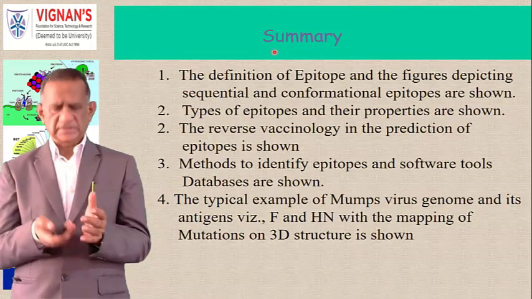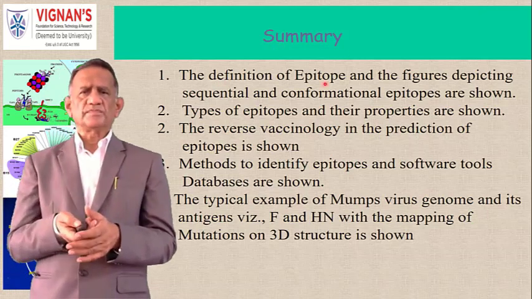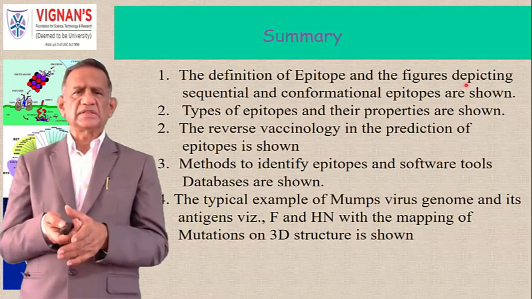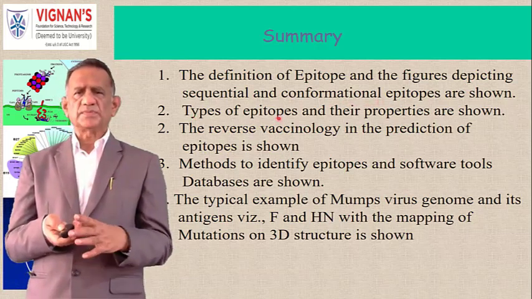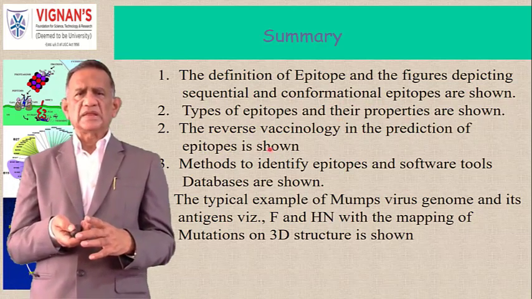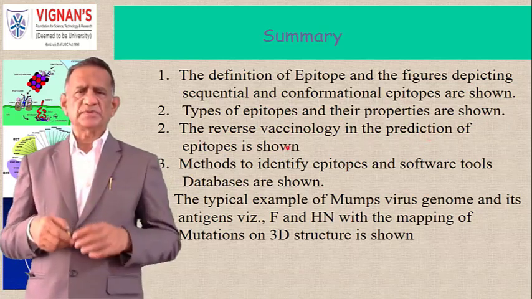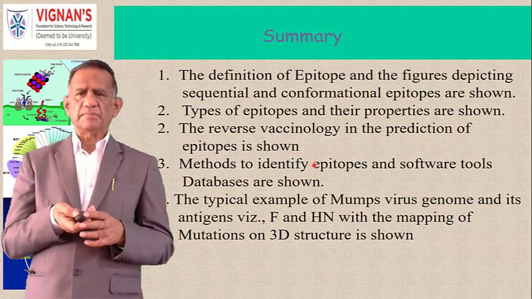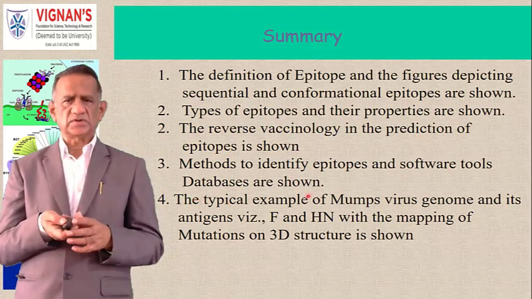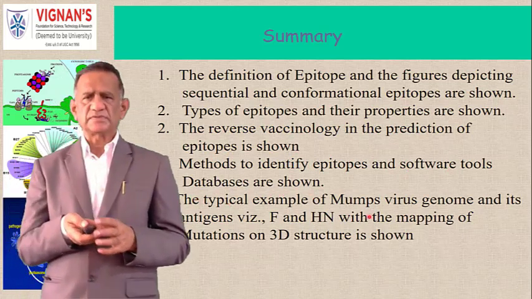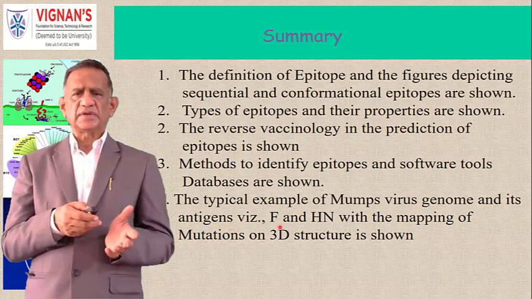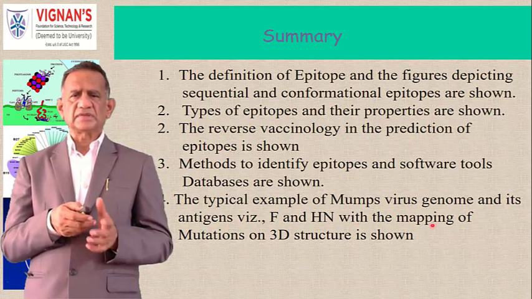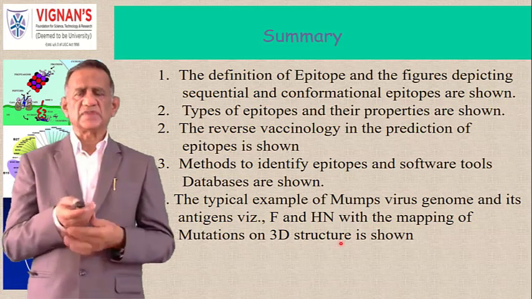With this, let us see the definition of epitope, and figures depicting sequential and conformational epitopes are shown in summary. Types of epitopes and their properties are shown. Reverse vaccinology in the prediction of epitopes is shown. Methods to identify epitopes and software tool databases are shown. The typical example of the mumps virus genome and its antigens, namely fusion protein and hemagglutinin neuraminidase, with the mapping of mutations on the 3D structure, is shown.